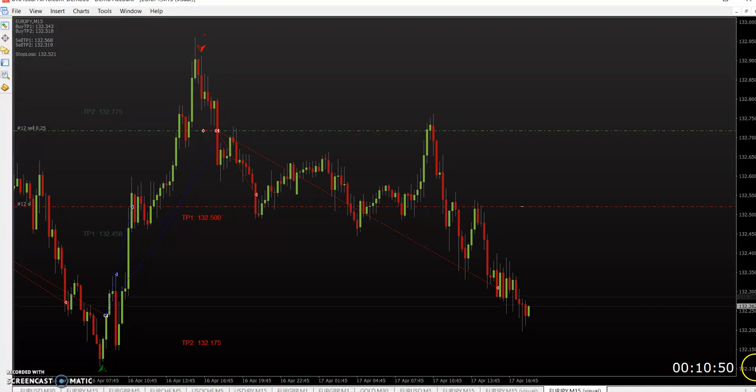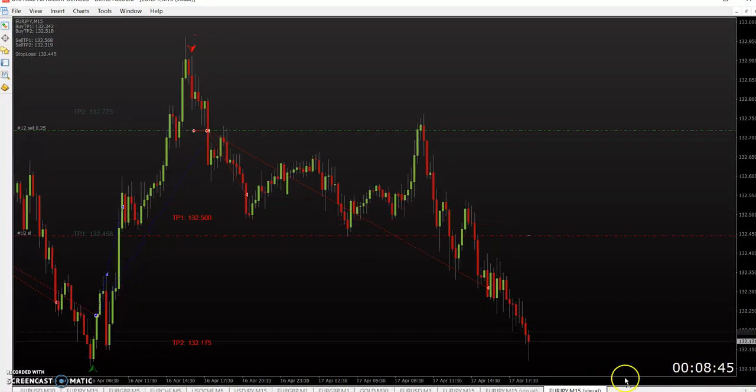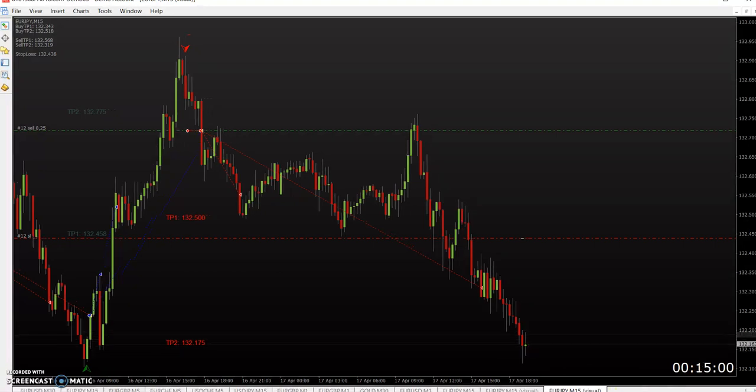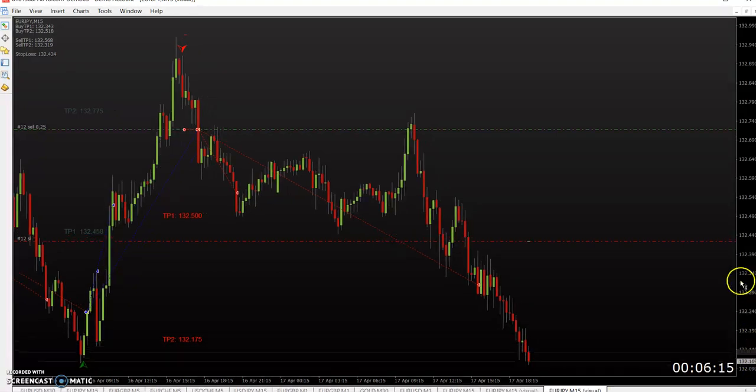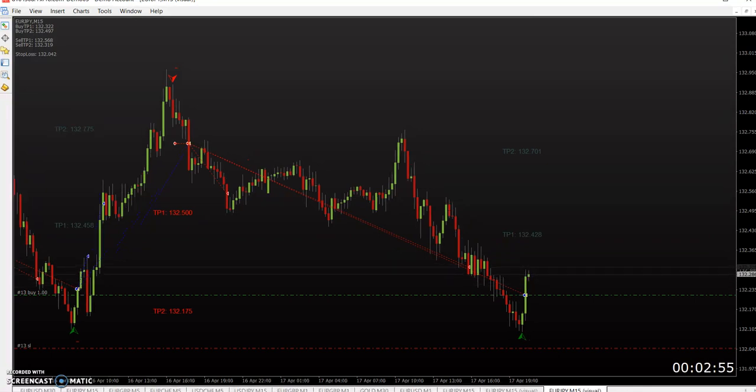So let's see. Okay, we are nearby. We are nearby to seeing the next buy signal. In the last video we also saw this one. So let's see what happened. Okay, buy signal, and it can be triggered immediately.